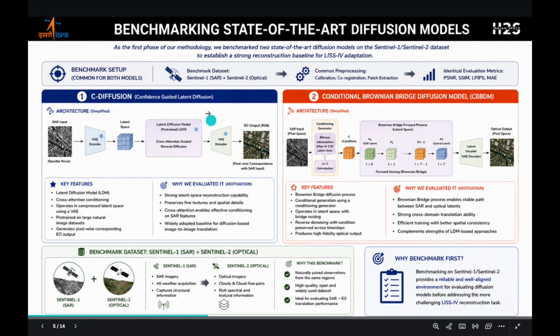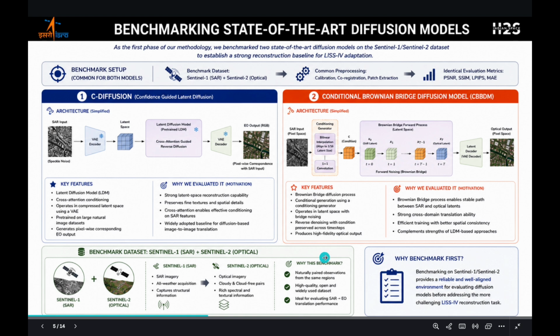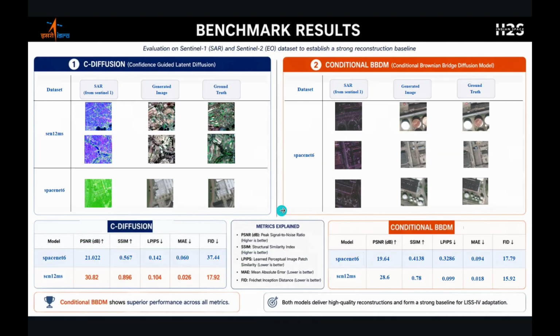As the first phase of our study, we benchmarked two leading diffusion models, confidence-guided latent diffusion and conditional Brownian bridge diffusion. Both models were trained and evaluated using Sentinel-1 SAR and Sentinel-2 optical imagery using identical pre-processing and evaluation settings, ensuring a fair comparison. This benchmark allowed us to understand the strengths of current diffusion-based approaches before moving to a LISS-4 specific solution. Both benchmark models produce high-quality reconstructions and establish a strong performance baseline.